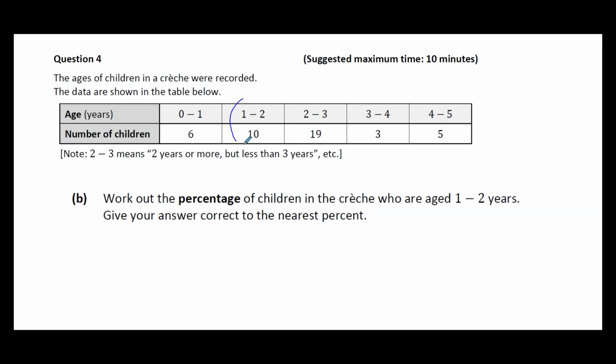So 1 and 2 years, that's the one we are interested in. So how do we work out percentage? Percentage comes from a fraction. Always remember fraction, the most basic idea is that at the bottom of the fraction, I have the whole cake. On the top of the fraction, I have my slice of cake. So in this case, the whole cake is what? All children. And the slice I'm interested in is 1 to 2 years old.